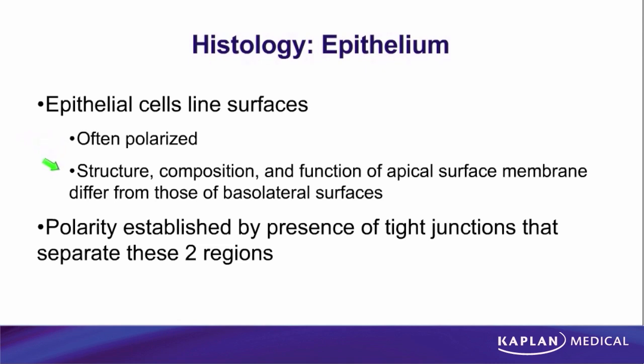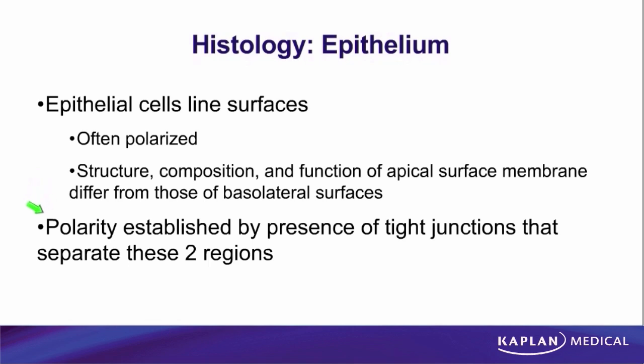When they are polarized, one side would be the side that we would call the apical surface, and that's typically the surface that's facing the region that's being lined, the lumen or the surface of the skin. And then the other surface would be called the basolateral surface. That's where the epithelial cell will be in contact with other cell types or other tissues.